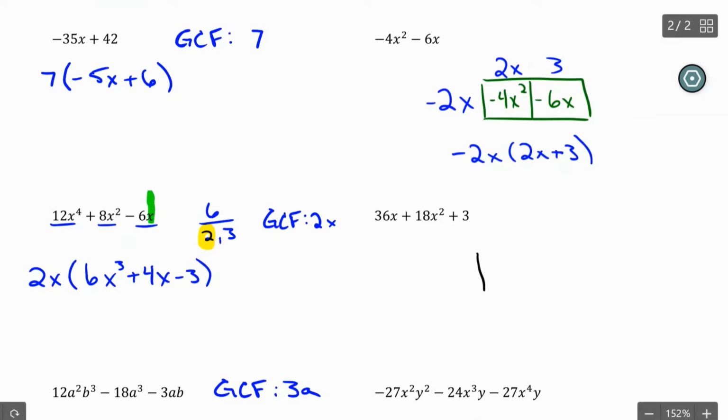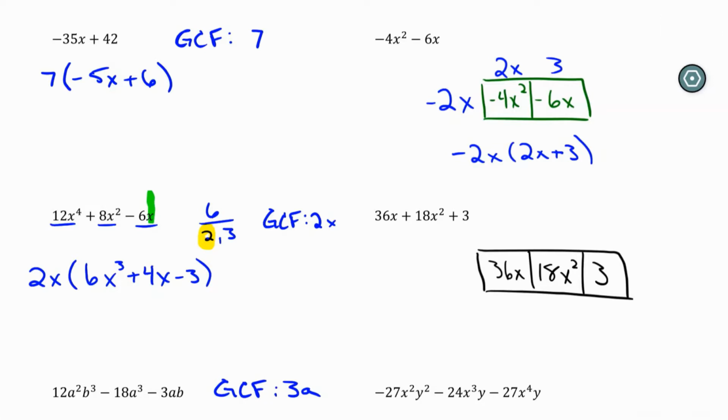So again, start with what we have inside the box. So I've got 36x, 18x squared, and 3. I'm looking for that greatest common factor. Well, let's think about it. Does 3, it's our smallest number, go into each of these others? It does. So our greatest common factor will be 3. Will I have any letters in common? Well, I don't have any x's on that 3, so no, they won't have any letters in common. So I'm just dividing the 3 out each step of the way.